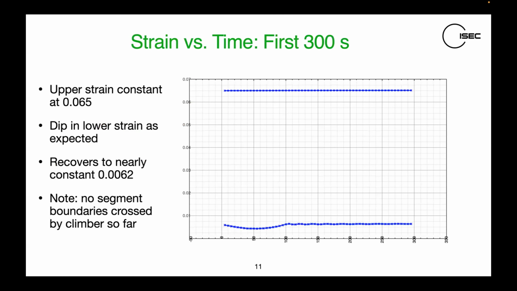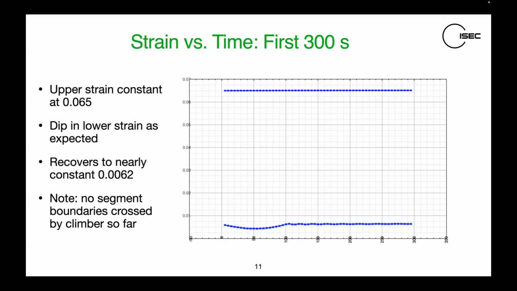And here's one of the first results. On the horizontal axis is time in units of 120 seconds, I believe. The upper line is the strain immediately above the climber. The lower line is the strain immediately below the climber. And as expected, above the climber, it's almost constant. On this plot, you can't see any variation. So that's good, and it's right where it should be, 0.065.